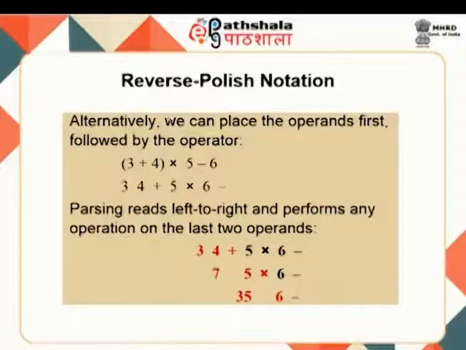In reverse polish notation or the postfix notation, you can place the operands first followed by the operator. So, here you have this in brackets. So, 3 4 plus, then 5 into 6 minus. Parsing reads left to right and performs any operation on the last two operands. So, you do this operation first, you get a 7. Then next you see this, you multiply, you do this operation. So, you get 35, then you see 6, then you do this minus operation. So, this is the order in which the operations are done.